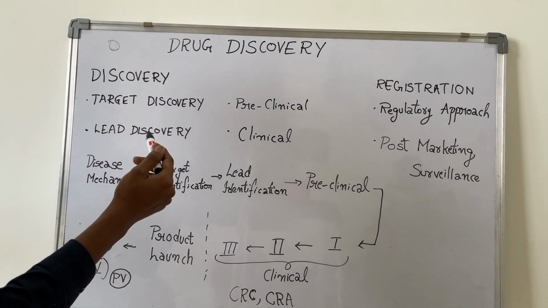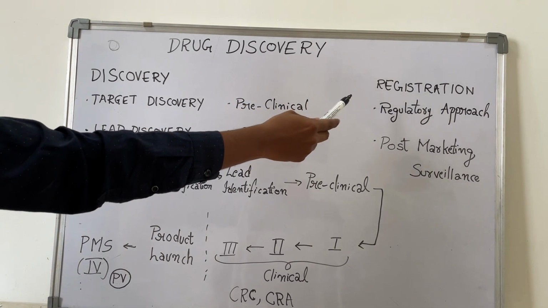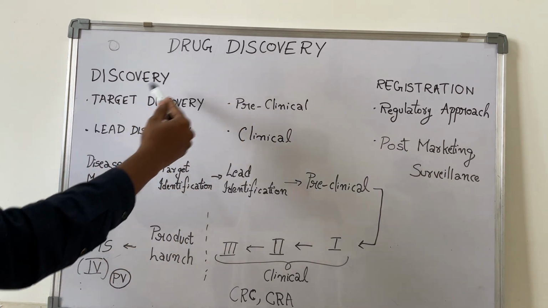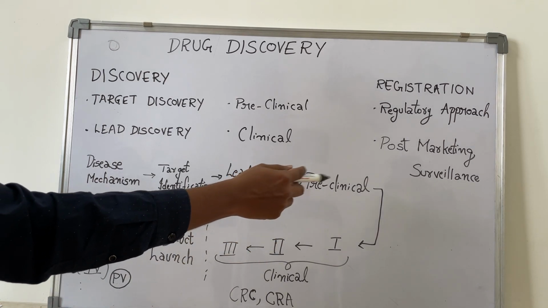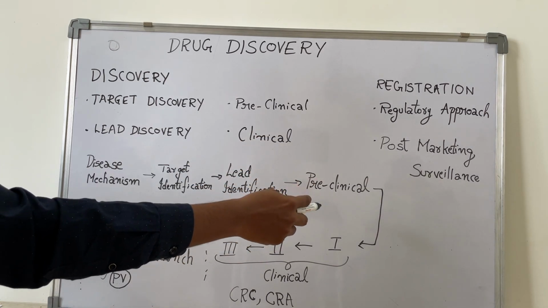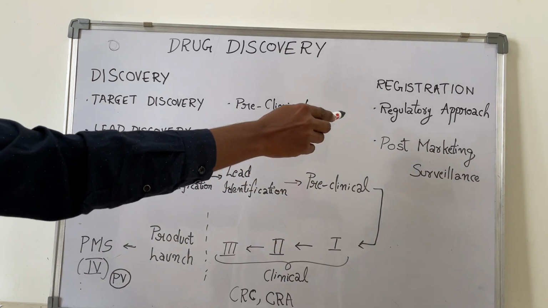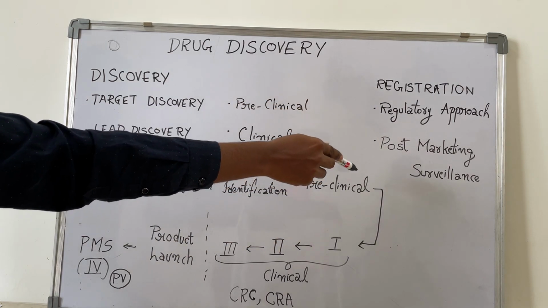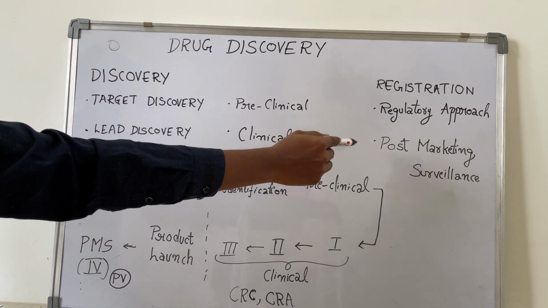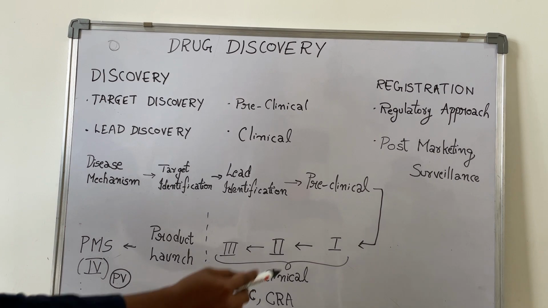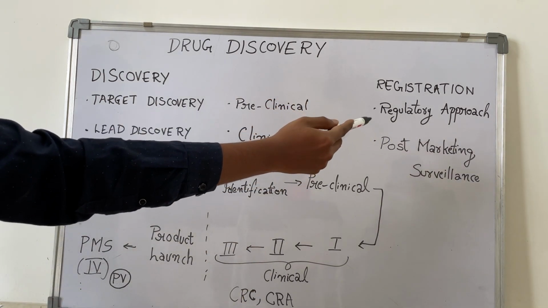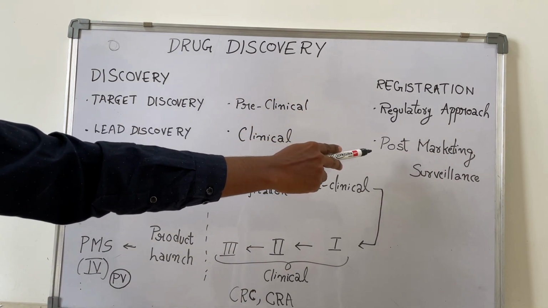And finally, when it comes to registration, once all these studies happen, after phase 3, we will be applying for a new drug application, whereas in between, we'll be applying for an investigational new drug application before it goes to humans. That is called the registration process. In that registration, the regulatory approach will differ depending on the country and area where the drug is going to be marketed. And post-marketing surveillance I have already explained.